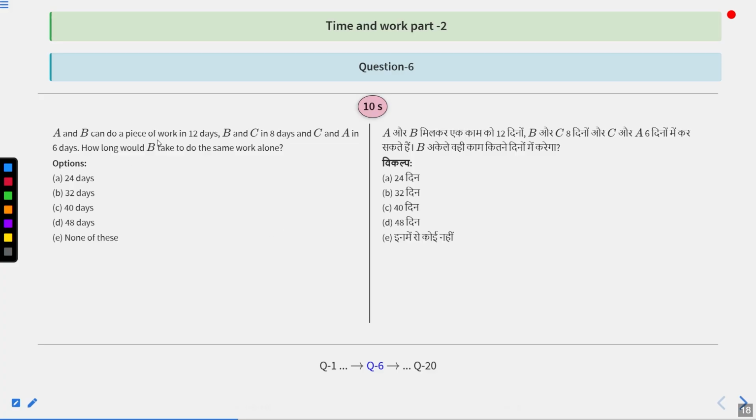A and B can do a piece of work in 12 days, B and C in 8 days, and A and C in 6 days. How long would B take to do the same work alone? You have 5 options and 10 seconds to analyze the question. Your time starts now.